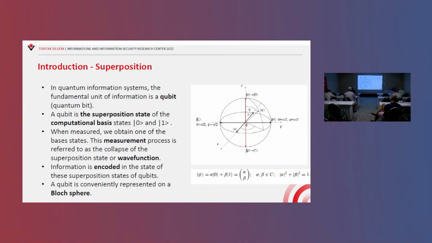So this ket psi is called the wave function. It reflects the state of the qubit, and in theory, any information on the quantum state can be obtained from this wave function. So it's a very basic property, or basic entity, in quantum mechanics. So information is encoded in these superposition states of qubits.